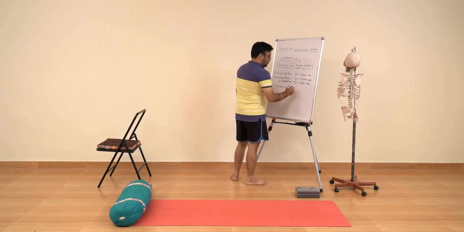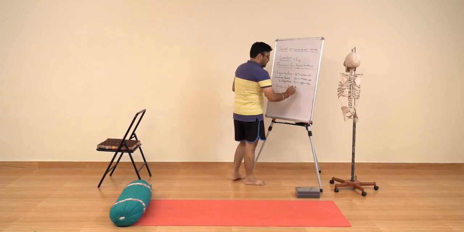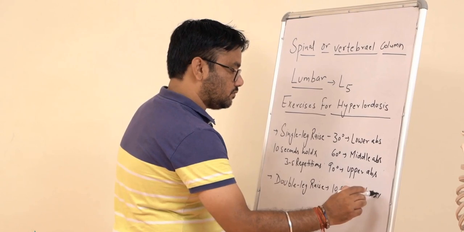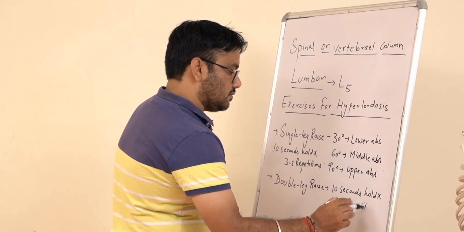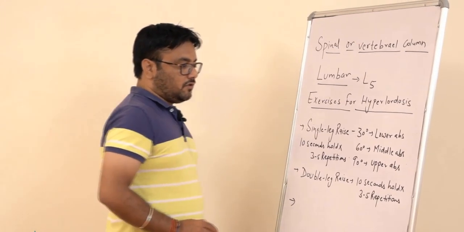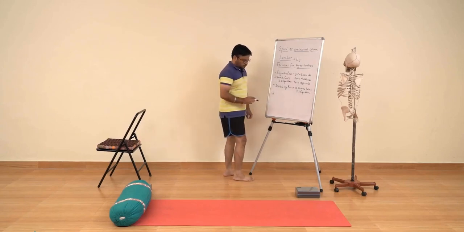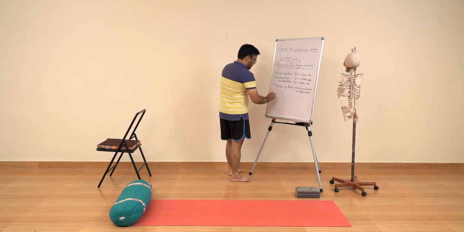You have to do the same with 30, 60, 90, 10 seconds hold, 3 to 5 repetitions. Then you have to go for the next, which we say, pelvic half bridge.